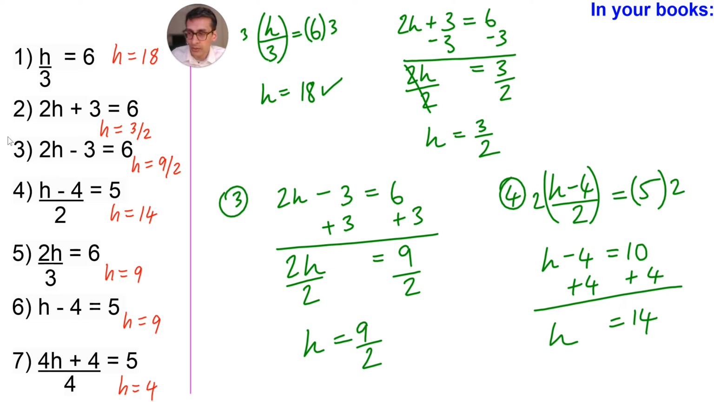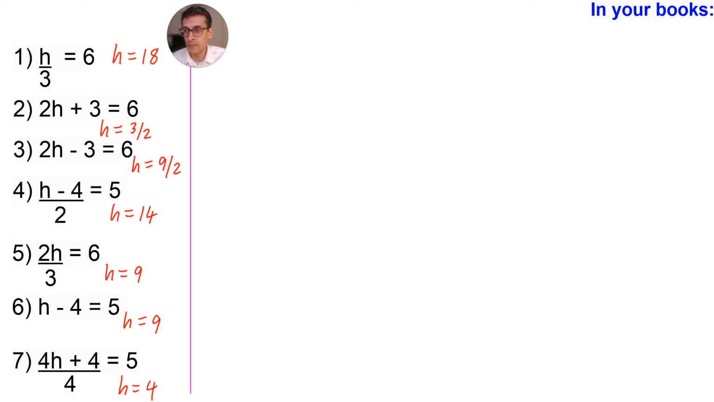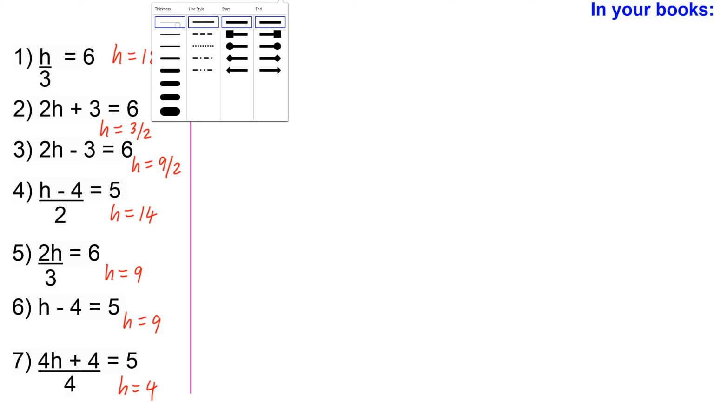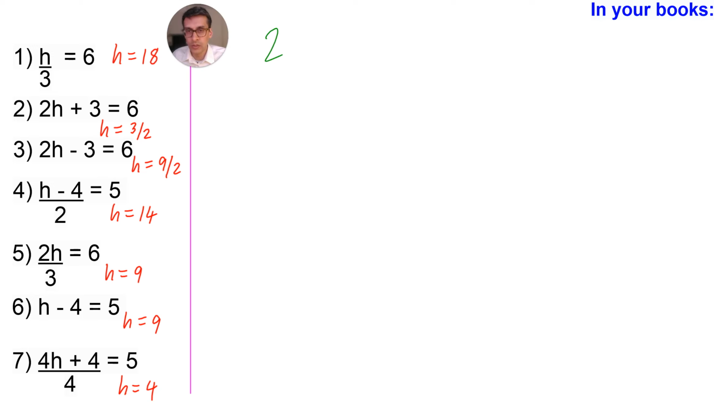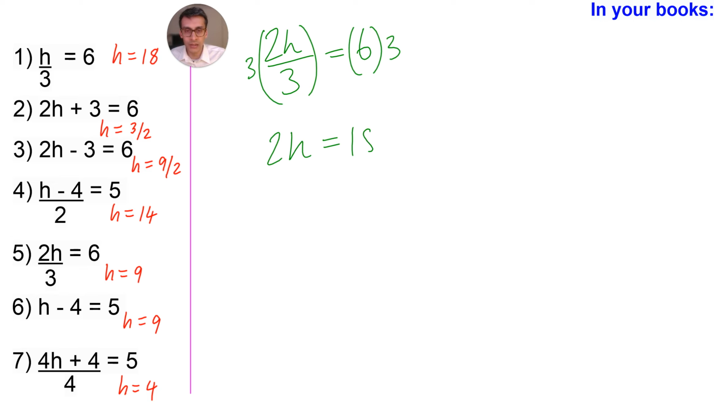Okay, I'm going to work through the rest of the questions now. So question 5, we have h over 3 is equal to 6. Now we need to isolate the h. So we're going to multiply both sides by 3. So that becomes 2h is equal to 18. And then we're going to divide by 2, divide by 2. So h is equal to 9.